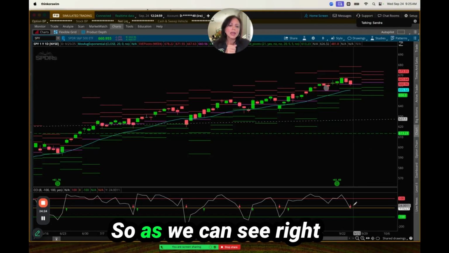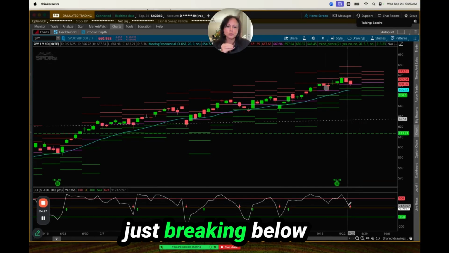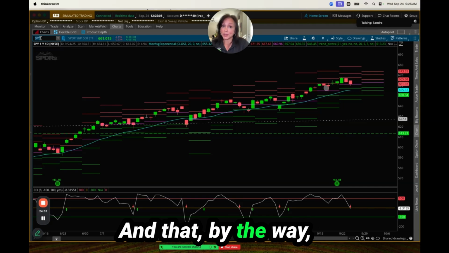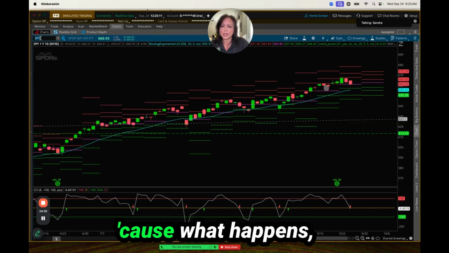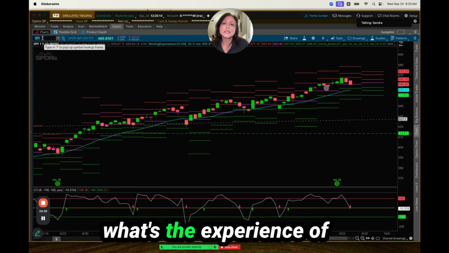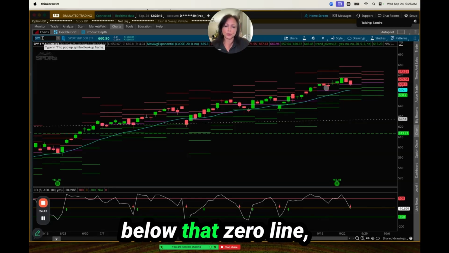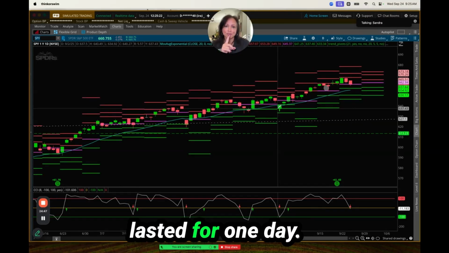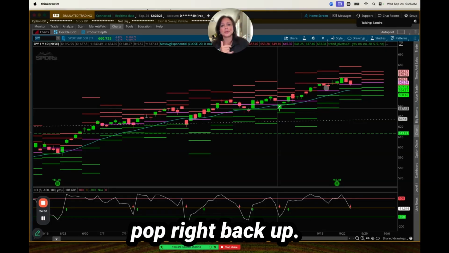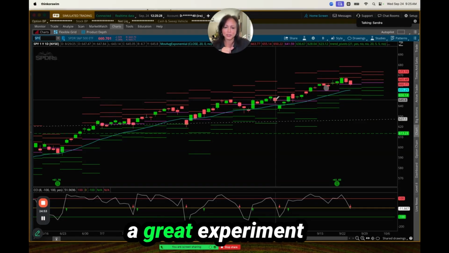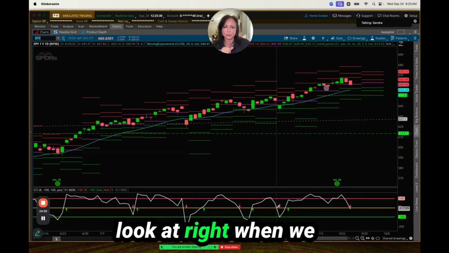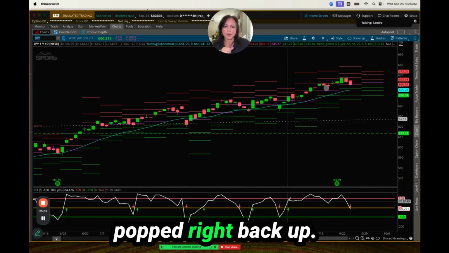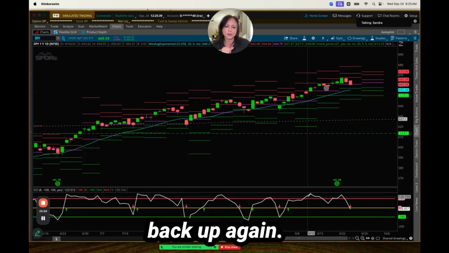So, as we can see right now for SPY, we're just breaking below the 0 line, which means that we are getting a little bearish. And that, by the way, is on a day chart. That's pretty heavy. Because let's look back, what's the experience of when momentum breaks below that 0 line? What happened in the past? We had a gap down. It only lasted for one day. Remember that elevator down? And then we pop right back up. So here, this is a great experiment, taking a look at right when we popped below that. And look what it did. It touched that negative 100 and popped right back up, and then started the trend to go back up again.